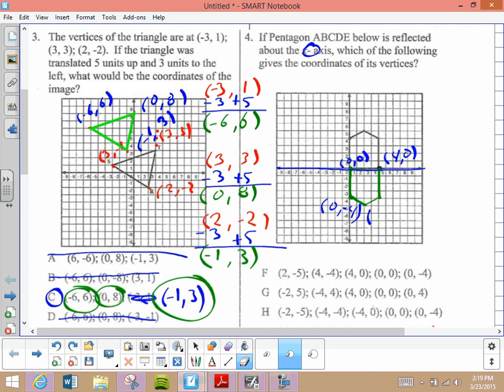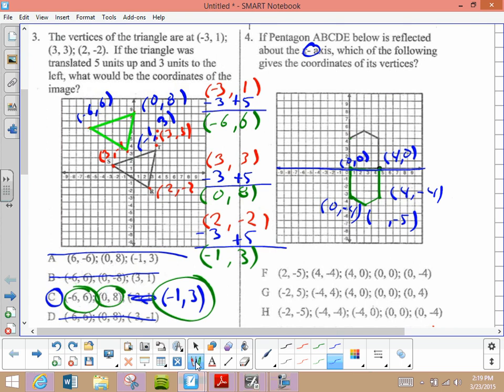3 and -5. And this last one is 4 and what? Negative 4. 2? Where? Oh, I'm sorry. Okay, so you could very easily eliminate these things.